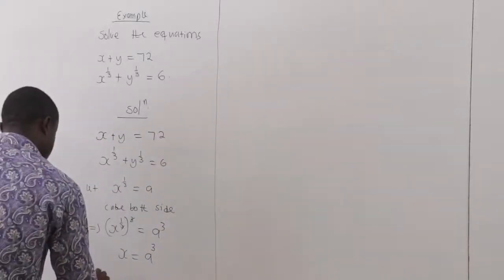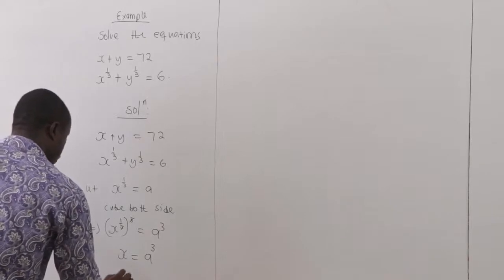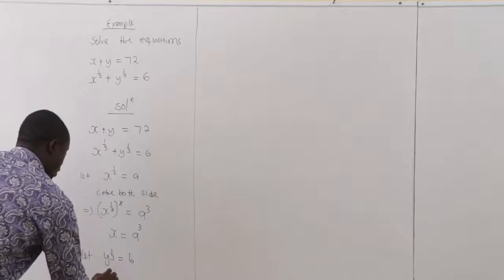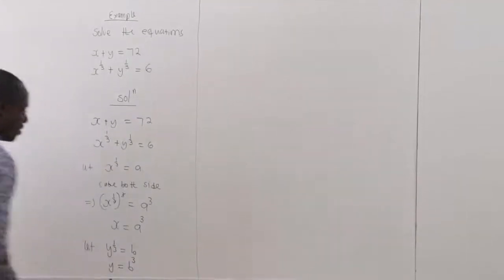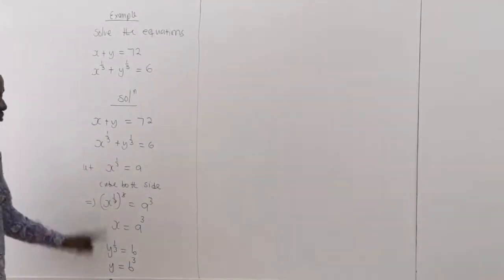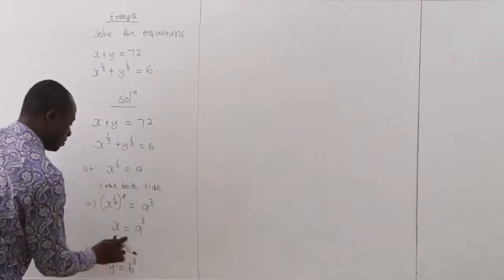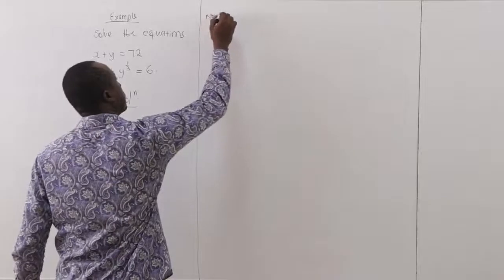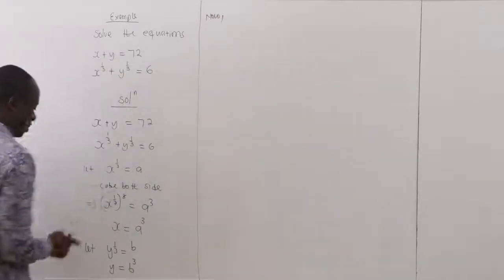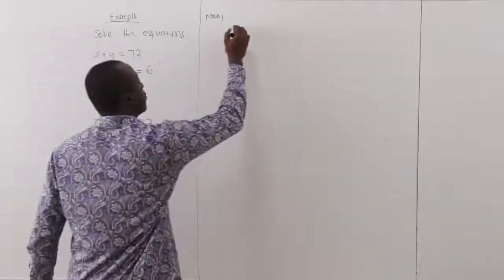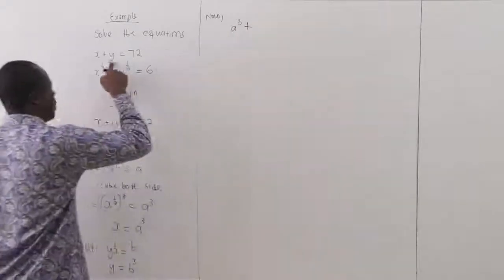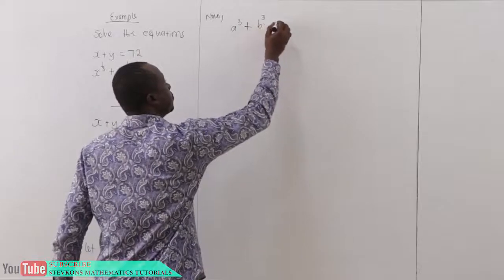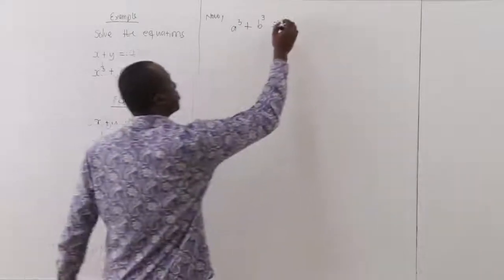We can also say let y to the power 1 over 3 equal to b. So when you cube both sides, what are you going to get? Y to be equal to b to the power 3. That is cubing both sides. Now, we know x plus y equals 72. What is our x? A cube. So you have a cube plus y. What is our y? B cube.